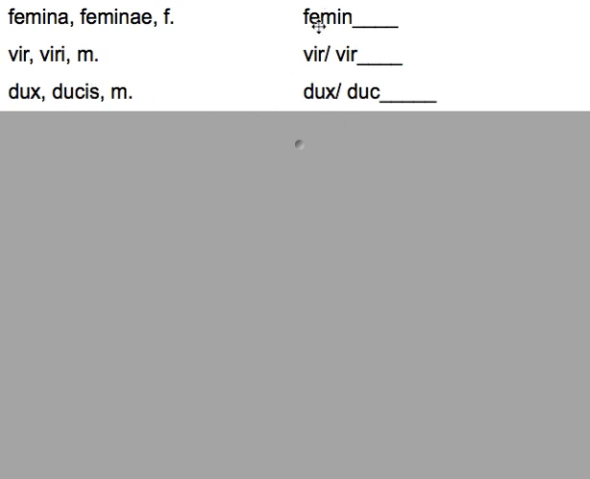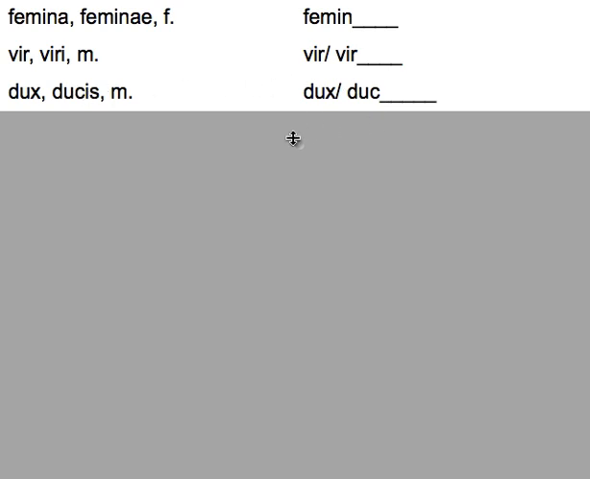Over here, I've given you the bases. In other words, the root part of the word that you use before you add an ending to show case. So femin is the root here. Vir is the nominative singular form, but the actual base is vir. So you would add things to vir to create accusative, genitive, etc. Similarly, dux is the nominative singular form, but the base to which you add endings is duc. You add endings to that to make the ablative, dative, etc.